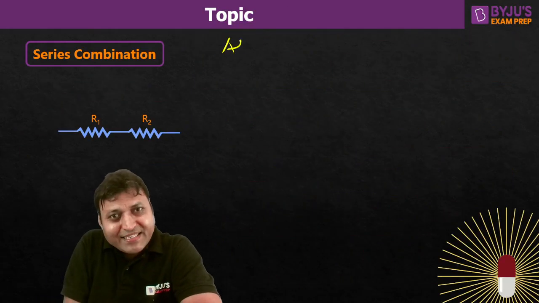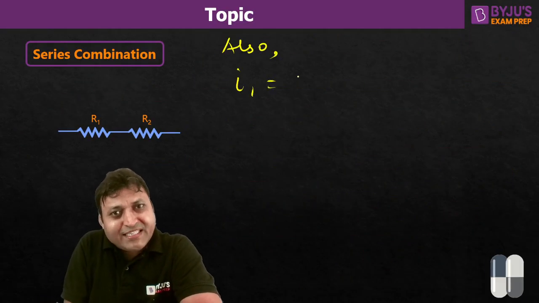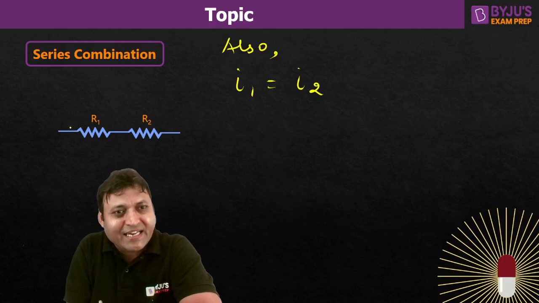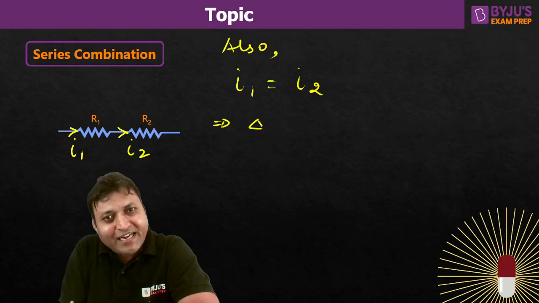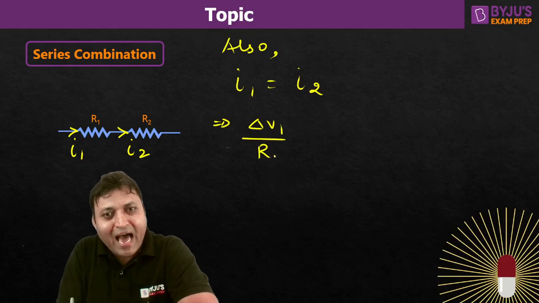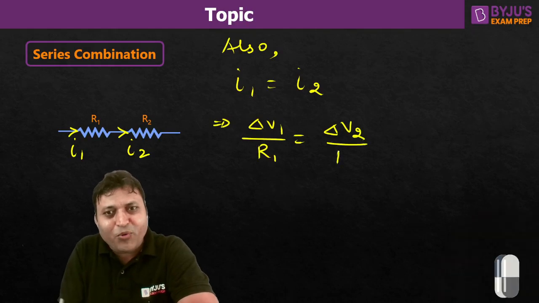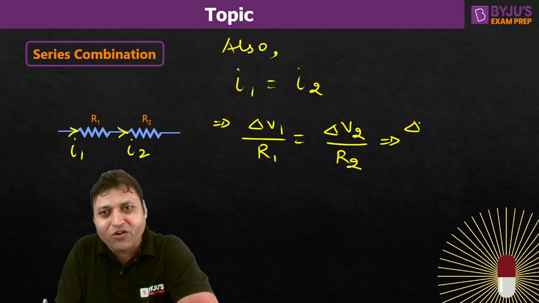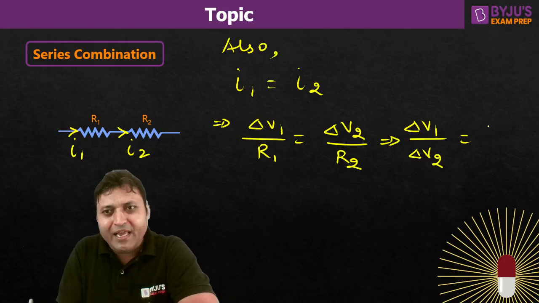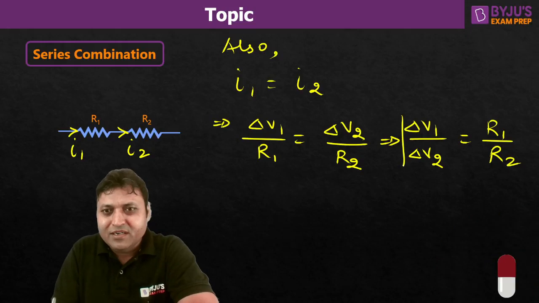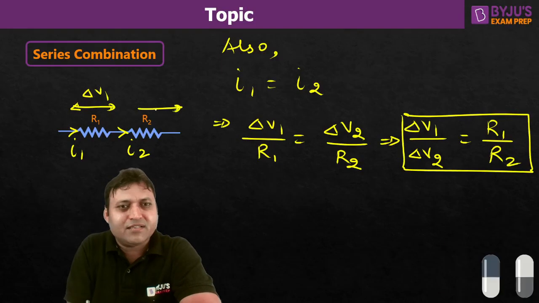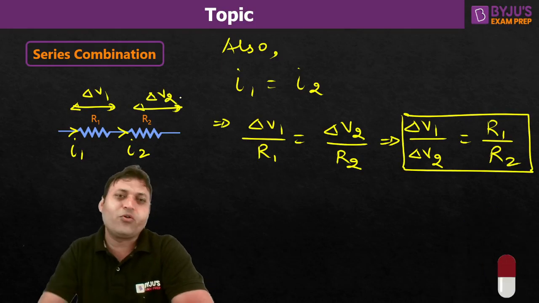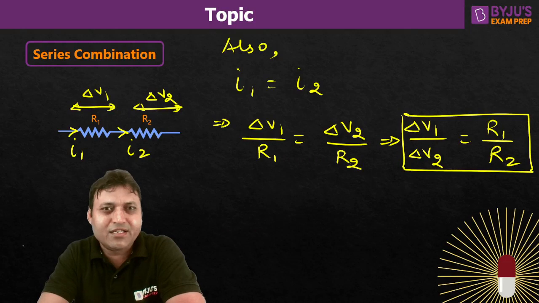Also, what we can say is I1 is equal to I2 for the series combination. This is, let us say, I1. This is, let us say, I2. I1 will be equal to I2 because the resistances are connected in series. So we can say delta V1 upon R1 is equal to delta V2 upon R2, or the ratio of delta V1 by delta V2 is nothing but the ratio of the corresponding resistances. Right? This is about the series combination.